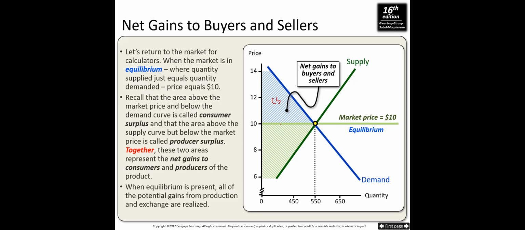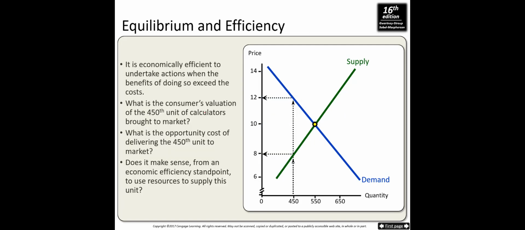And here, the area below the market price line and above the supply curve is producer surplus. Together, the two of them represent net gains to consumers and producers of the product, which is total surplus. When the equilibrium is present, all of the potential gains from production and exchange are realized. Now, let's think about whether anything before the equilibrium quantity is economically efficient or not. So, it is economically efficient to undertake actions when the benefits of doing so exceed the cost.